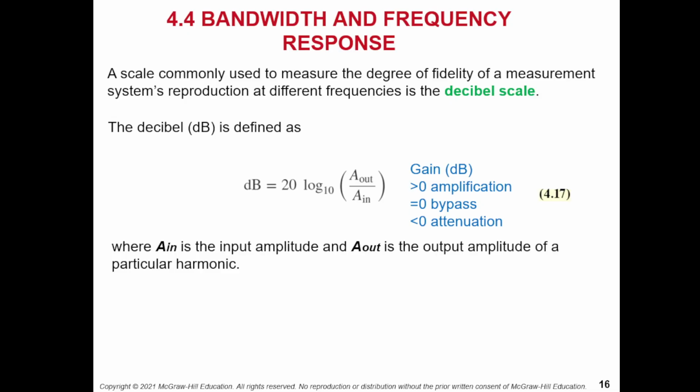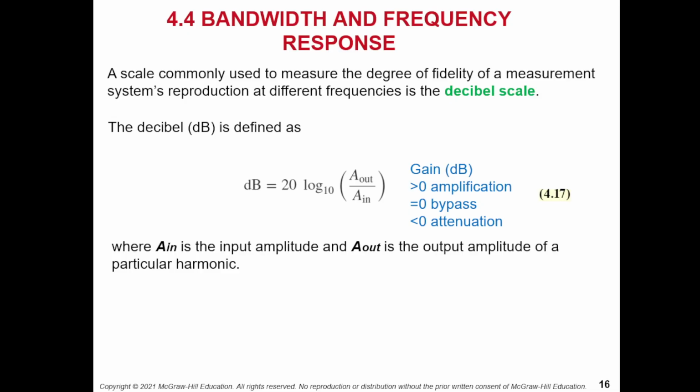When this is 1 point something, the dB will become larger than 0. When the dB number is larger than 0, it becomes amplification. On the other hand, if this becomes less than 1 point something, the dB value of this, 20 log 10 point something, is a -1 value, and it will become negative.